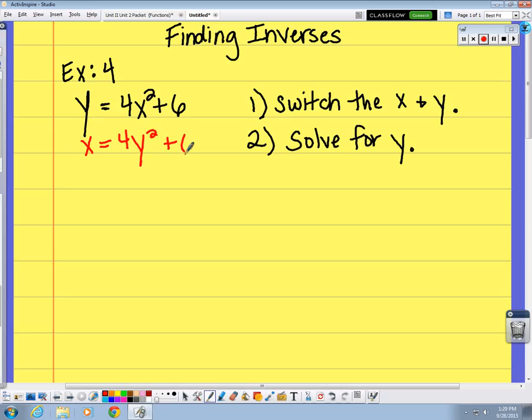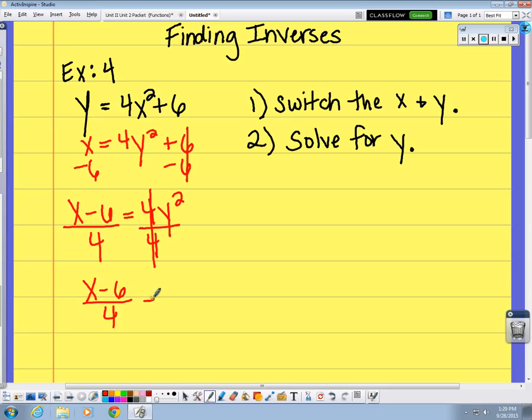Correct. Okay, now we need to solve for y, so how would we start that? Okay, and that cancels, and then subtract it over here, and you're left with x minus 6 equals 4y squared. Now to solve for y, what would we do next? Divide by 4. Those cancel. Divide this by 4. So now we have x minus 6 over 4 equals y squared.